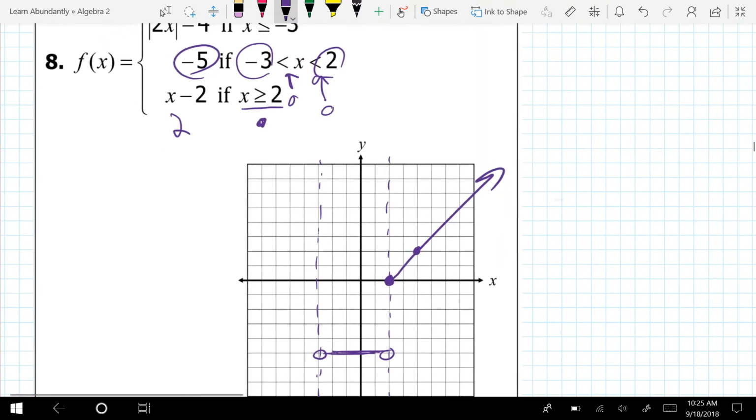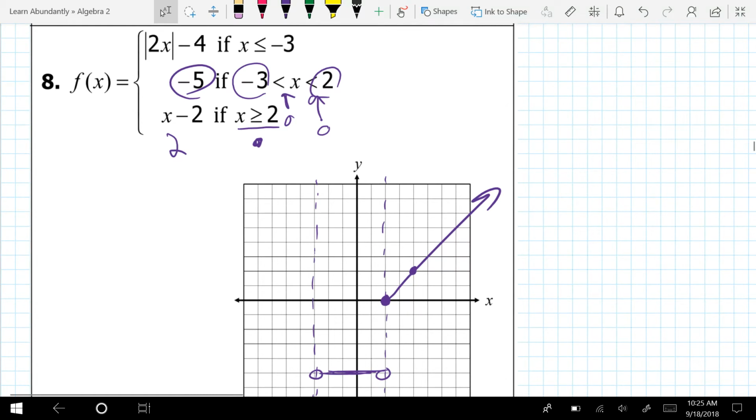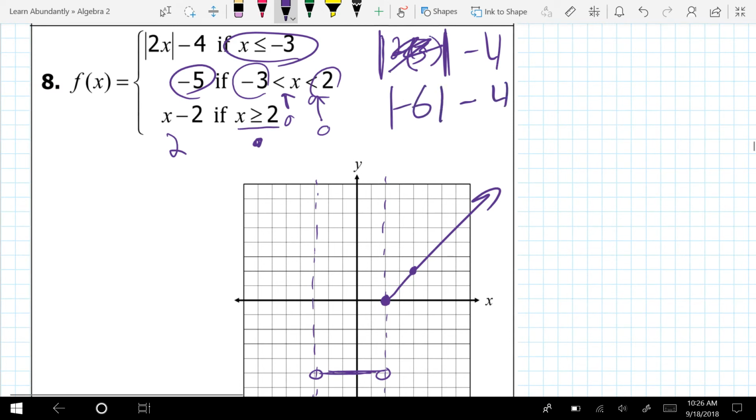Now I got one last piece, and it's the part left of here. So I'm going to go over to my x equals -3, and I'm going to plug in -3 into my function. If I plug in -3, I get 2 times -3 minus 4. So 2 times -3, that's going to equal -6, but the absolute value of -6 is going to be positive 6. 6 minus 4 is 2. So if I plug in -3, I get 2. I'll go up and do my closed circle there.